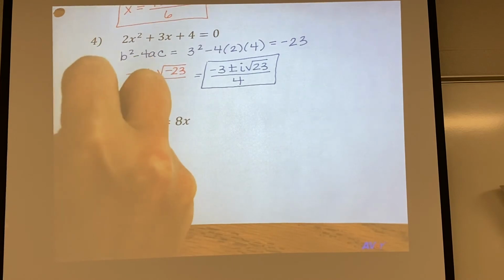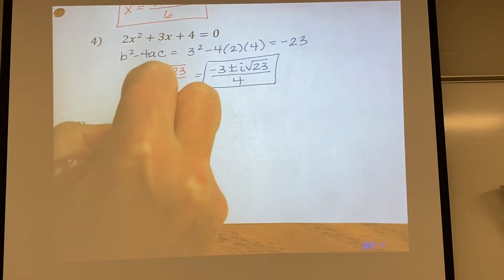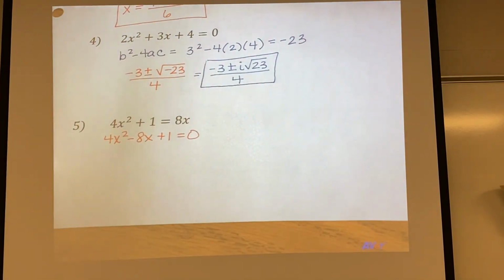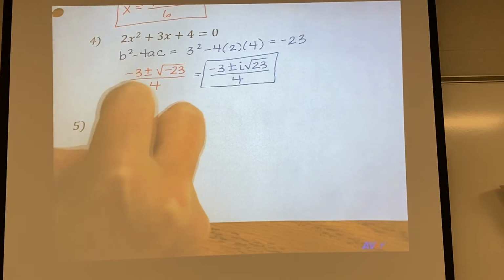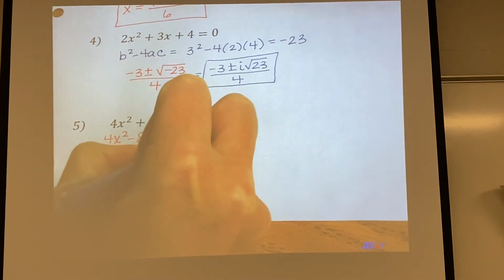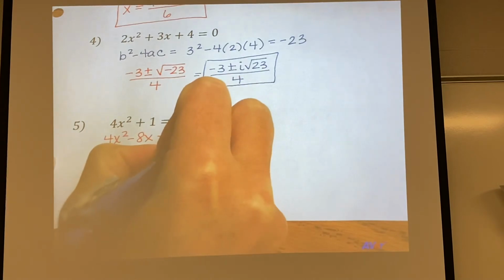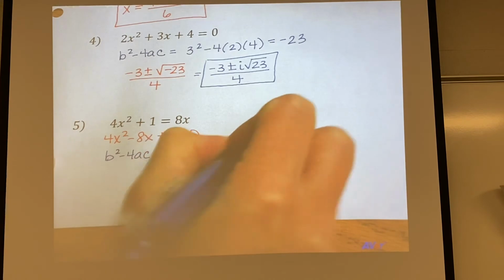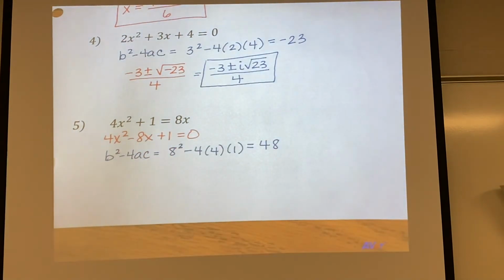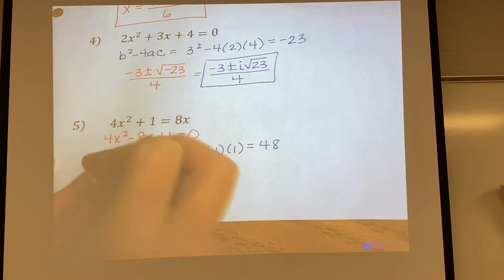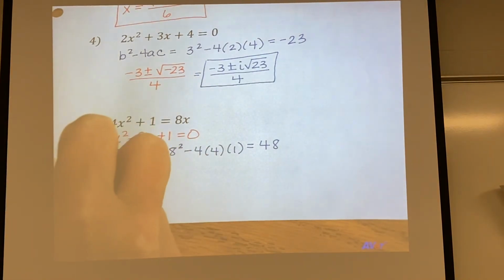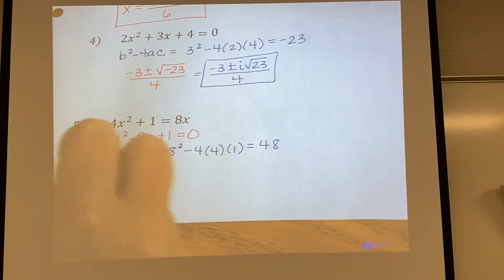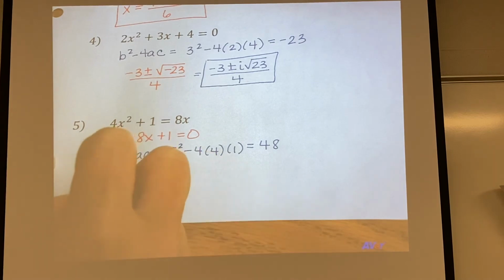So first thing I'm going to do is subtract the 8x over and put it in the right location. Then I'm going to find my discriminant. B squared minus 4ac. So I have negative 8 squared, which is the same thing as 8 squared, minus 4 times c, which is 48. So we're going to do our quadratic formula now. The opposite of b plus or minus the square root of 48 all over 2 times a. So 2 times 4 is 8.